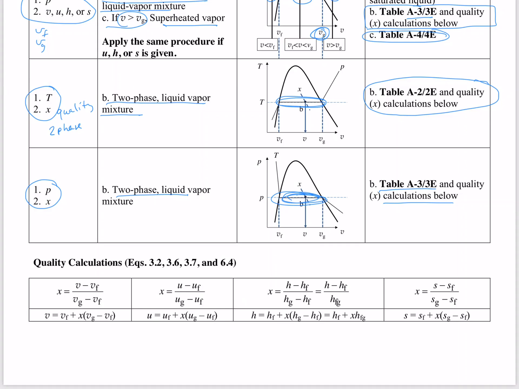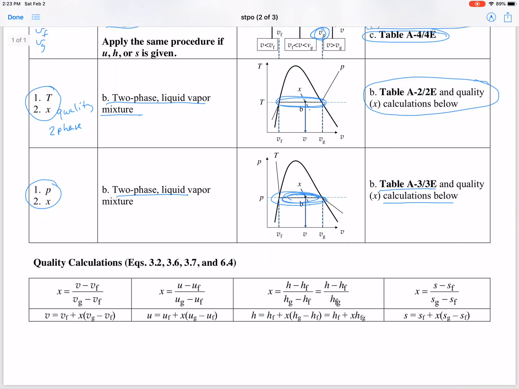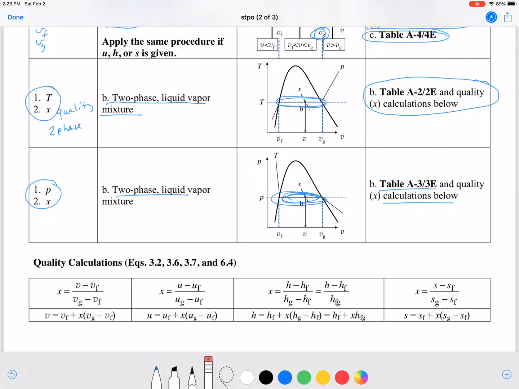Quality, again, is just the value of where you are in the dome. This is point f and this is g. This whole line is saturated liquid all the way up to the critical point, and on the other side, this is saturated vapor all the way along that line. For a given P on our diagram, we're on this line somewhere. If we're given quality, or we know we're a two-phase liquid-vapor mixture, we know we're between f and g, between saturated liquid and saturated vapor.